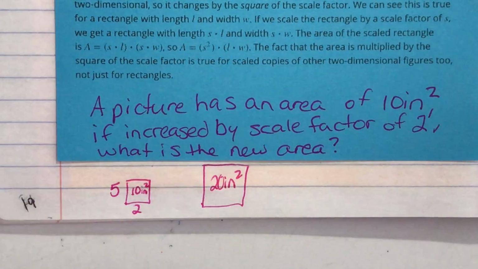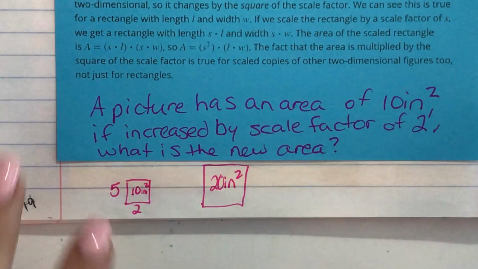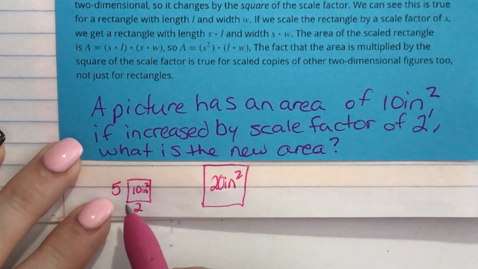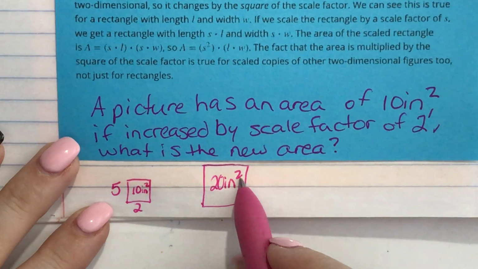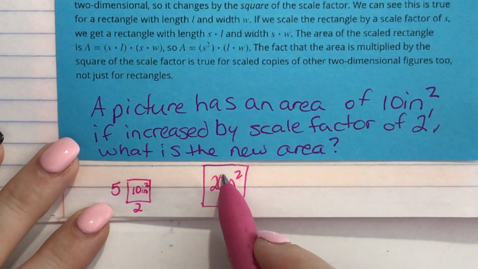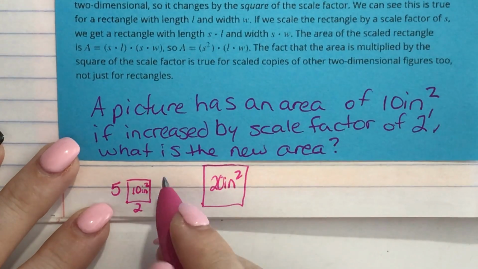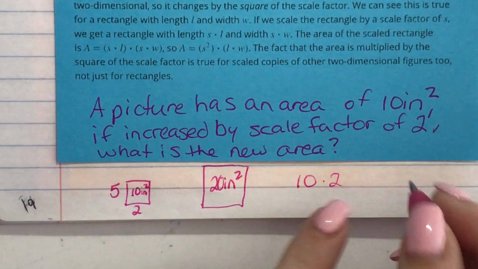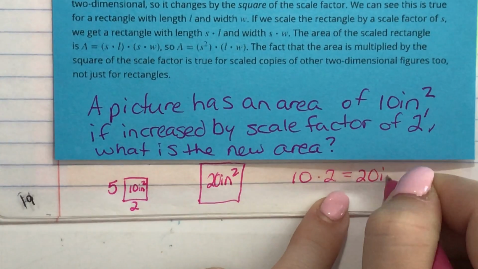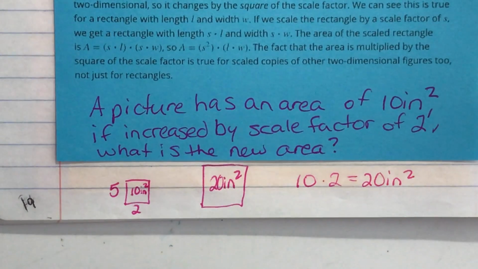Scale factor, guys, again, of area, you're just going to do times the scale factor. You don't actually have to have the side lengths. Does that make sense? But if we did a scale factor of 2, and our area is here, and now we've got this, do we see that we just did 10 times 2 to give us our new area, which is 20 inches squared?